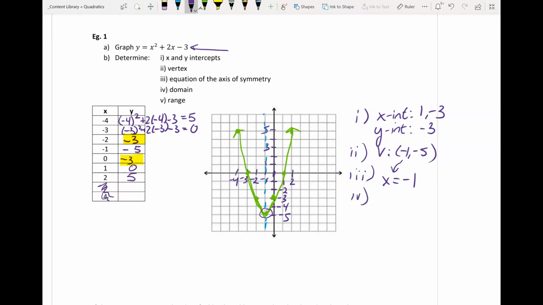The next thing we're going to find is domain. So remember that domain is the same for all quadratics, which is -infinity to +infinity. And then your range, we're going to read the lowest y point to the highest y point. So from down to up, our lowest y value is -5, and we touch it, so it's a square bracket, and it goes on to infinity.